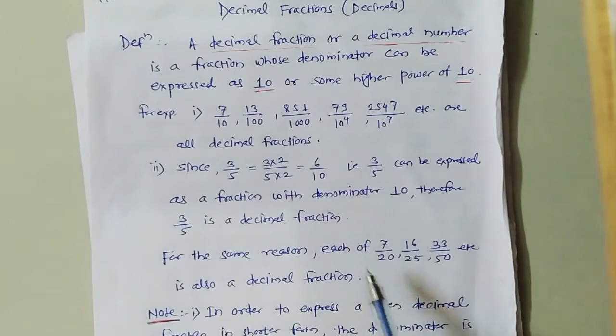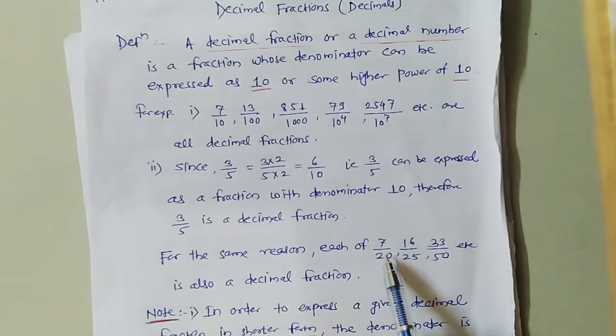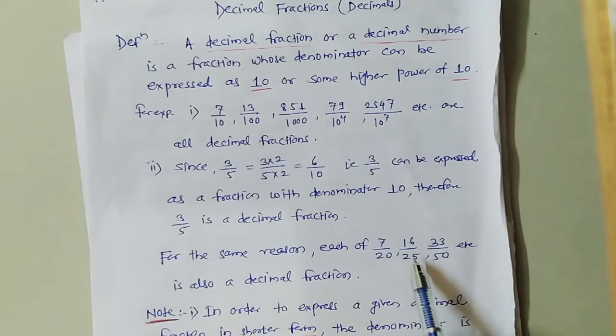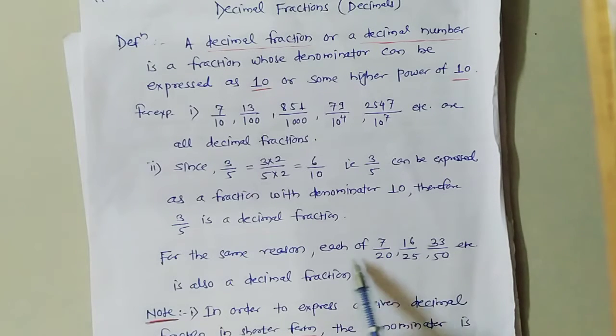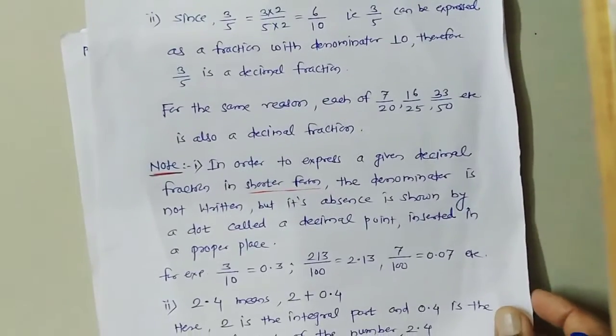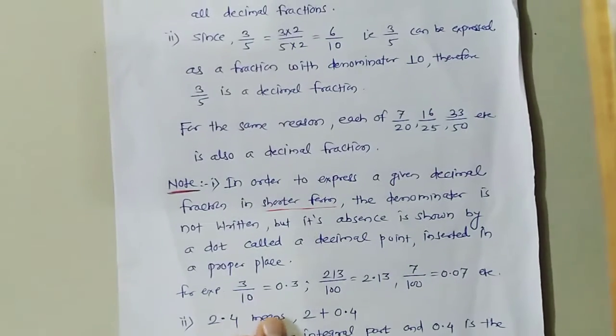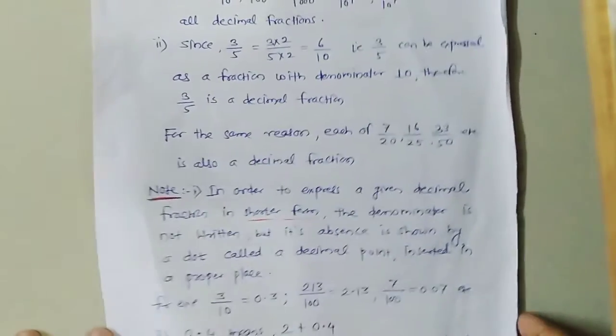For the same reason you can say that 7 upon 20, you can express its denominator as some higher power of 10, for this fraction also. So therefore all these fractions are decimal fractions. Now we'll see the important points for the decimal fraction.